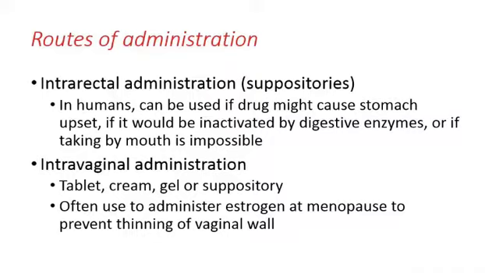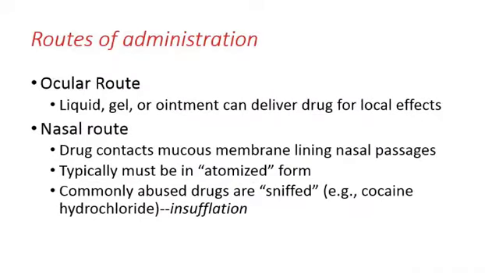And a lot of drugs are administered trying to get the drug close to the desired site of action, like intravaginal administration, like tablets, creams, gels, or suppositories. And these are often used to administer estrogen at menopause to help prevent the thinning of the vaginal wall that accompanies the decrease in normally cycling estrogen during menopause.